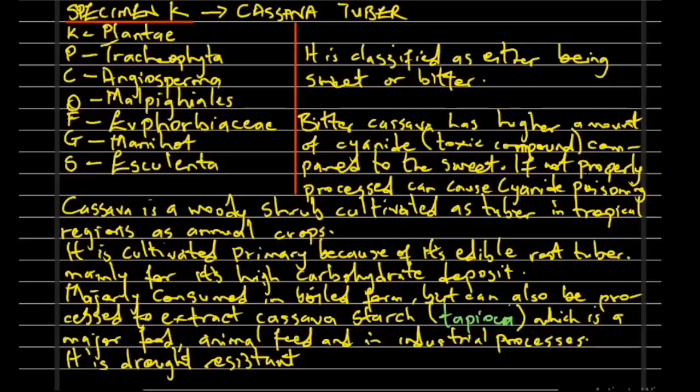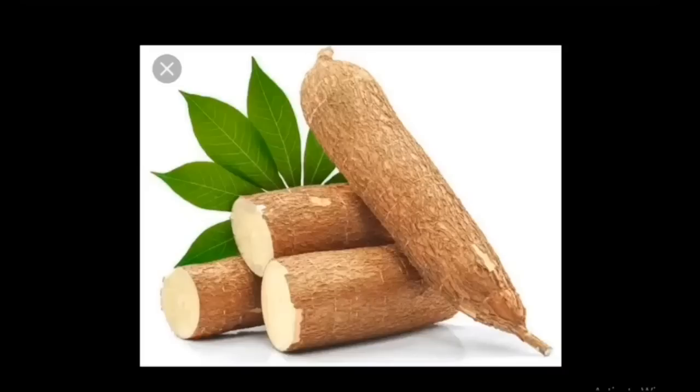So basically that is what we have for the cassava. You understand now that it is a starchy food. It is a woody shrub and it is cultivated as an annual crop. Now this is a picture that will help us understand what the cassava looks like. This is the tuber of the cassava, and we can see the leaf at the back here. That's how the leaf looks.